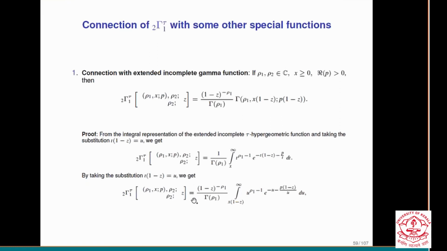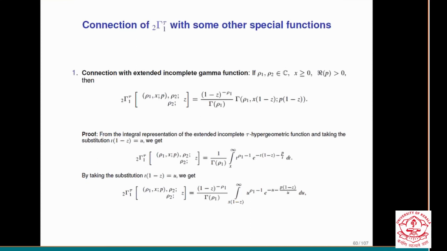Next, in this section we will discuss the connection of 2F1. This is 2, gamma, this is 1, this tau is here. So that is the extension of the gamma function, with connection with some other special functions. So here this is given in this form: (1 minus z) raised to power minus rho 1, divided by rho 1, into gamma rho 1, into x(1 minus z); p(1 minus z).